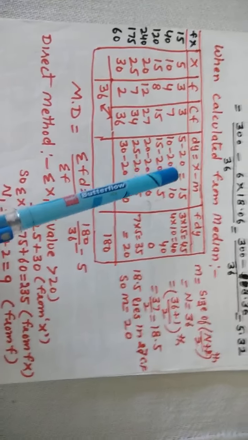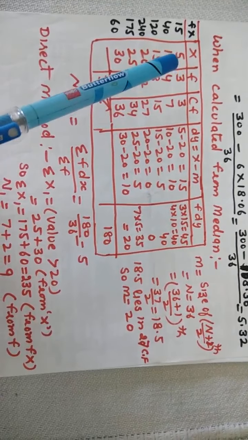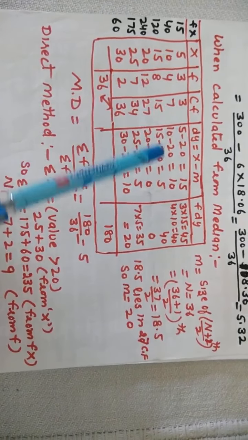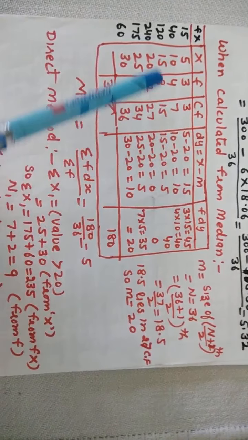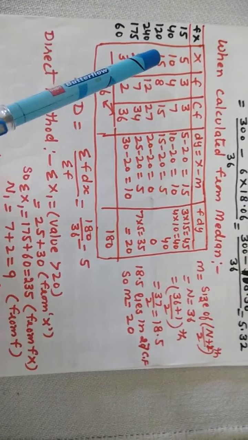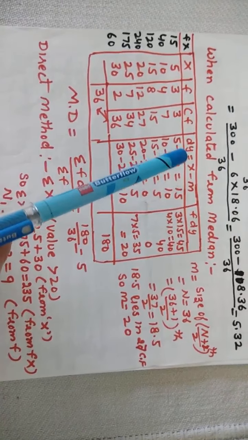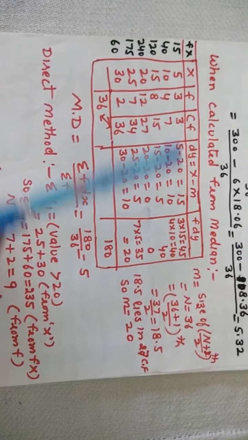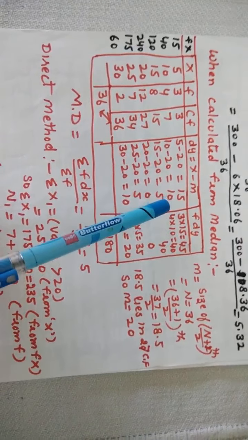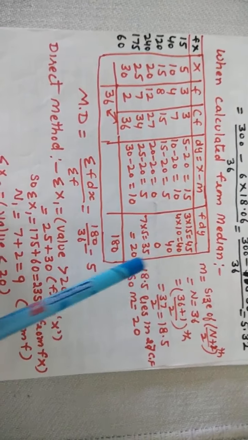Take deviation from median. Variables 5 minus 20, 15, 10 minus 20, 10, 15 minus 25 and so on. Then multiply dx with f. 15 into 3, 45, 10 into 4, 40 and so on.